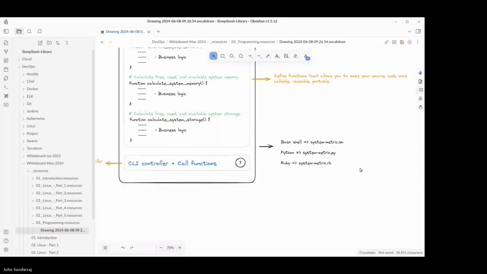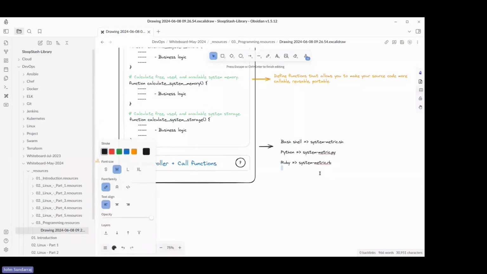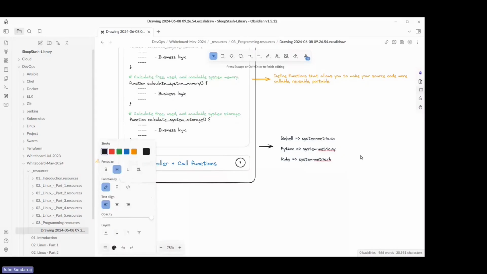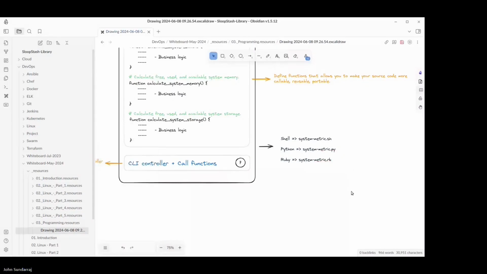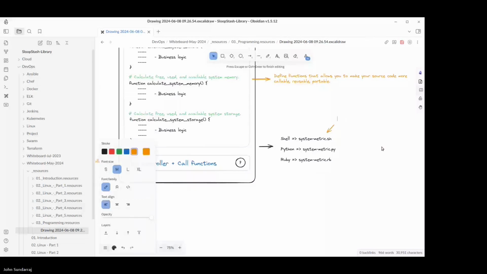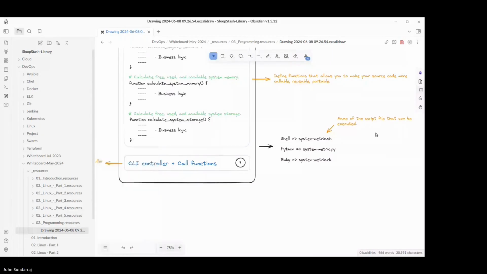This is the name of the script file itself. We are going to make it more consistent. Only the final extension, rb, py, sh, is going to be the difference. If it is a shell script, you write it like this. That's all. This is the name of the script file that can be executed.